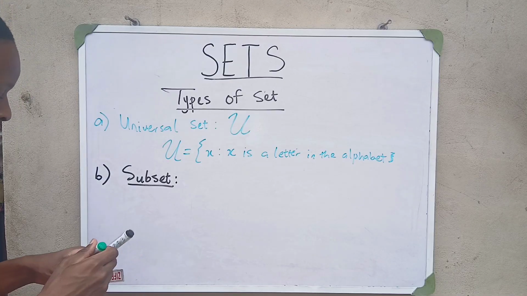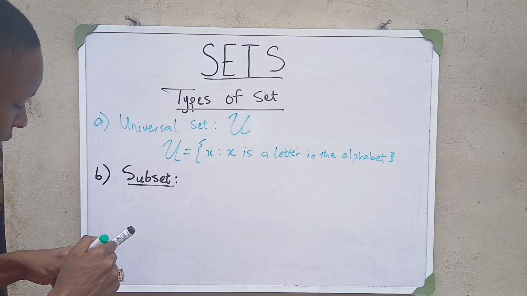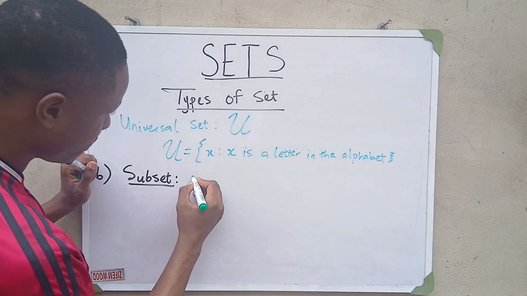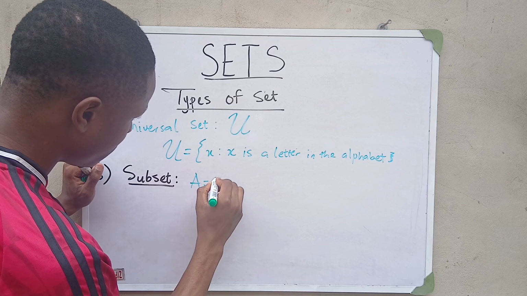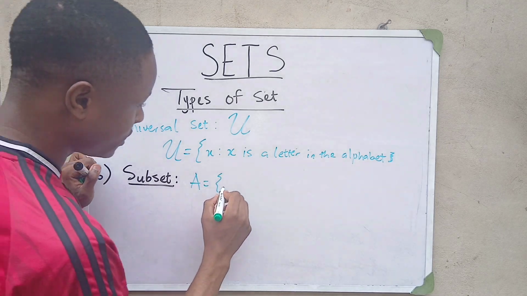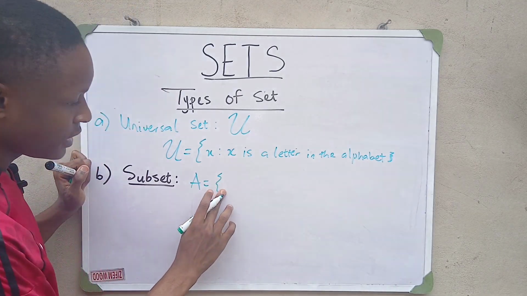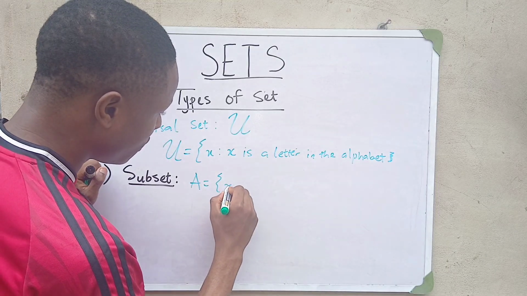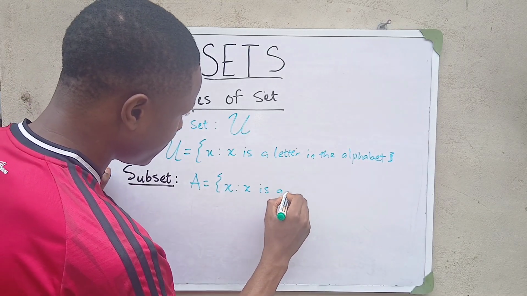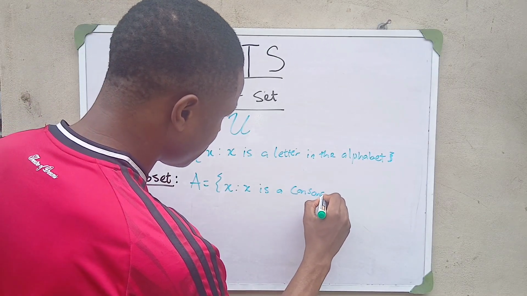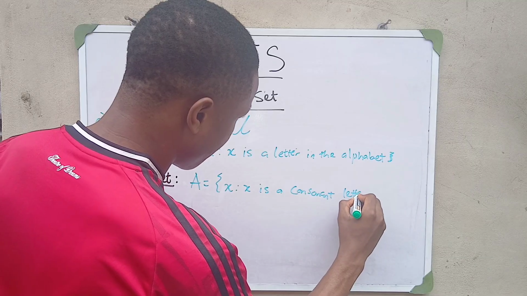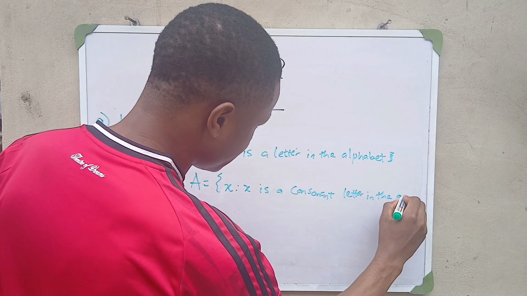Let's say set A is consonant letters. So we say {x : x is a consonant letter in the alphabet}.